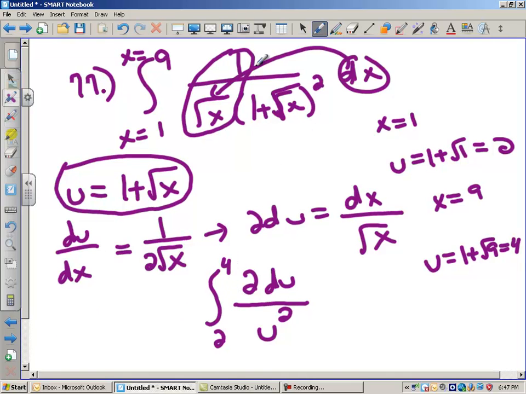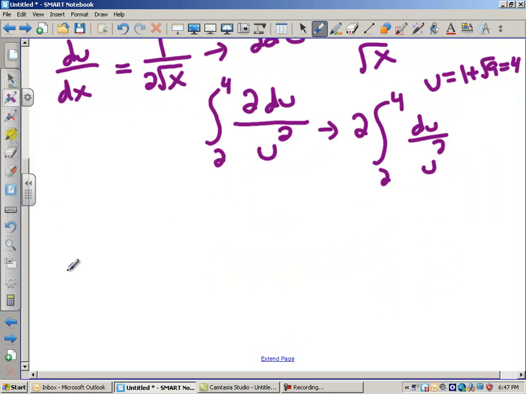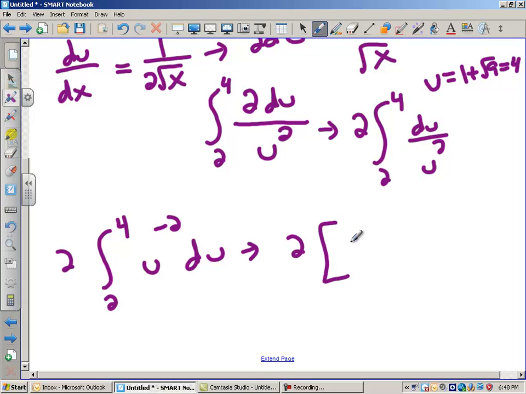So I have turned that big messy thing with a complete change of variable into something a little easier. Now we know from our properties of integrals, I can pull that 2 out in front. So I've got du over u squared, which is the same thing as u to the negative 2 du. So now I'm going to find my antiderivative. Well, you add 1 and divide by that, so that's negative u to the negative 1, which is negative 1 over u, evaluated from 2 to 4.